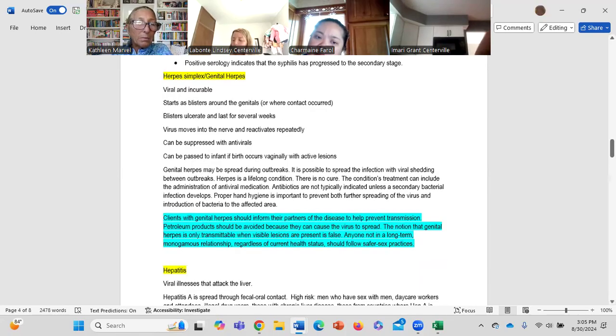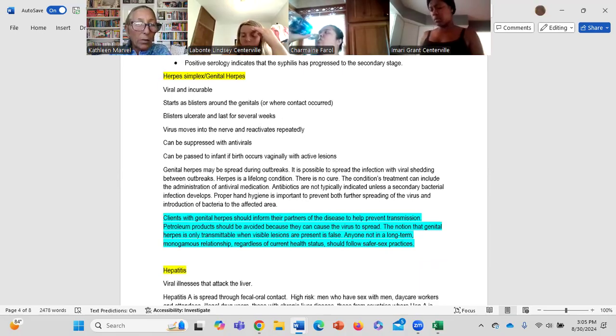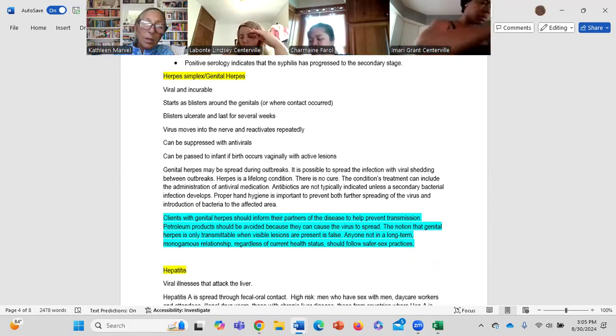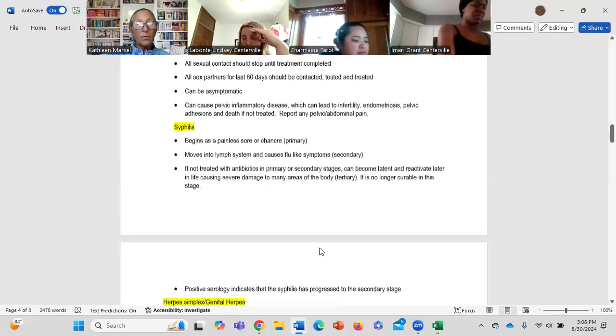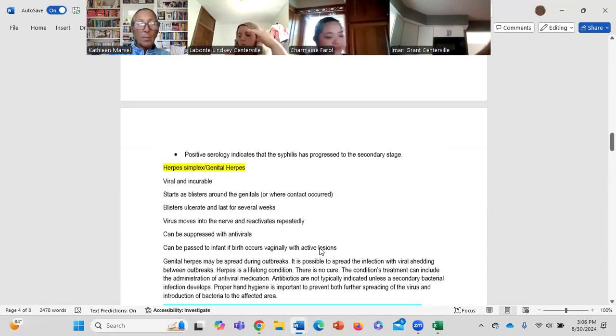What about herpes, genital herpes? Herpes simplex and genital herpes: viral, incurable, right? You can treat it with antivirals, right? Clients with genital herpes, I have this highlighted in blue down here, should inform their partners of the disease to help prevent additional transmission. So have a good understanding of these few that I'm mentioning.